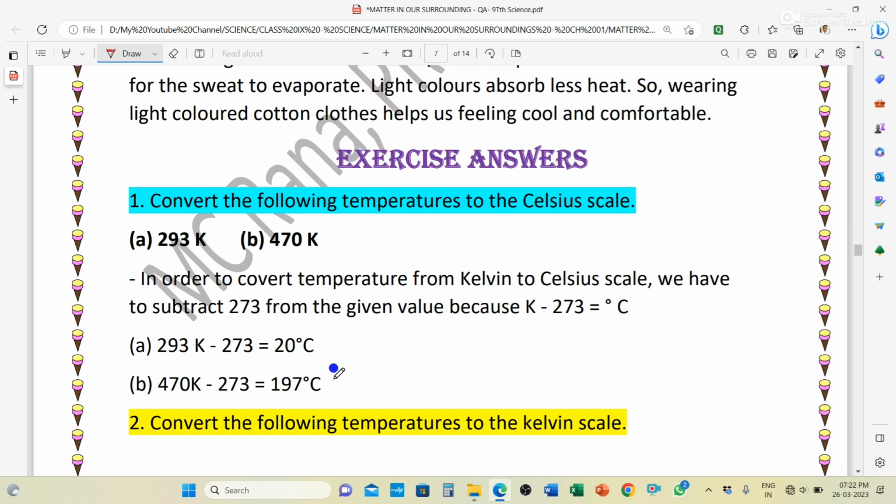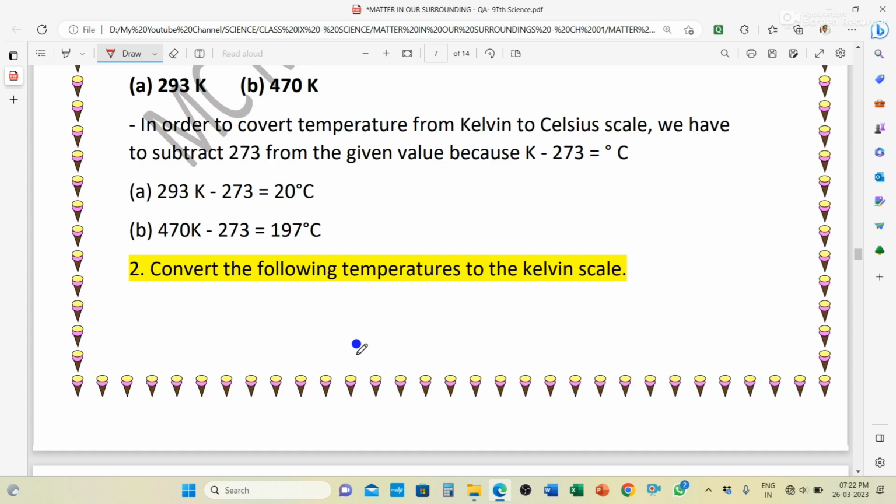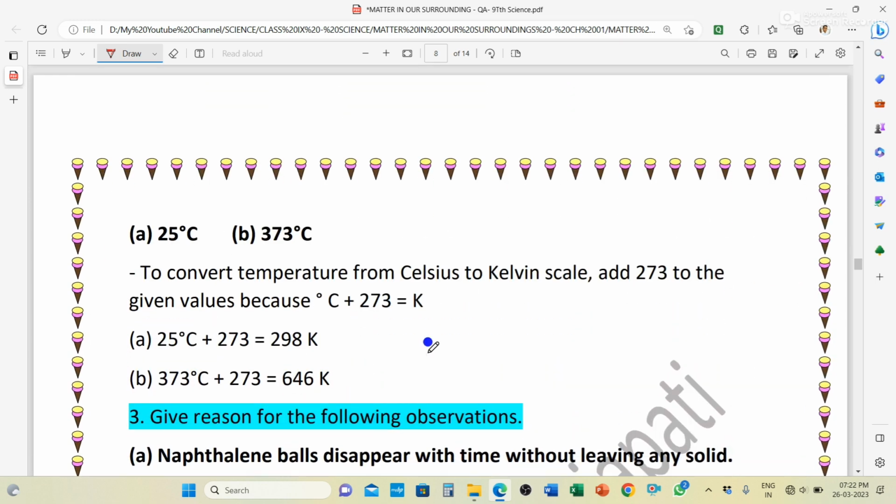To convert Kelvin to Celsius, you just have to subtract 273 from the Kelvin reading. In the opposite way, to convert Celsius to Kelvin, you have to add 273. For example, 25 degrees Celsius. To convert it into Kelvin scale, you just add 273 to the 25. So 25 plus 273 equals 298. Again like this, 373 Celsius plus 273 equals 646 Kelvin. To convert Celsius scale into Kelvin scale, you just have to add 273 to the Celsius reading.